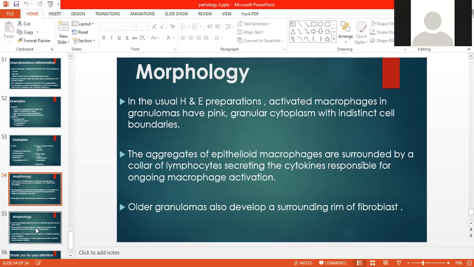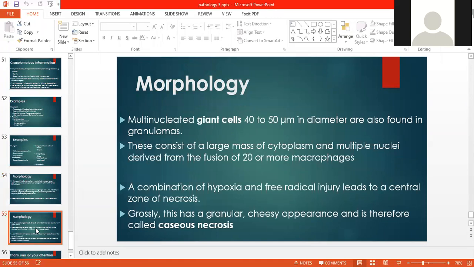Okay. So these giant cells can be about 40 to 50 micrometers in diameter. And you realize that in the center of it, you have an area of necrosis, and then you have the inflammatory cells around it, surrounded by a rim of fibroblasts. And this is very typical for tuberculosis, what we call the caseous necrosis. Okay. Please, are there any questions?